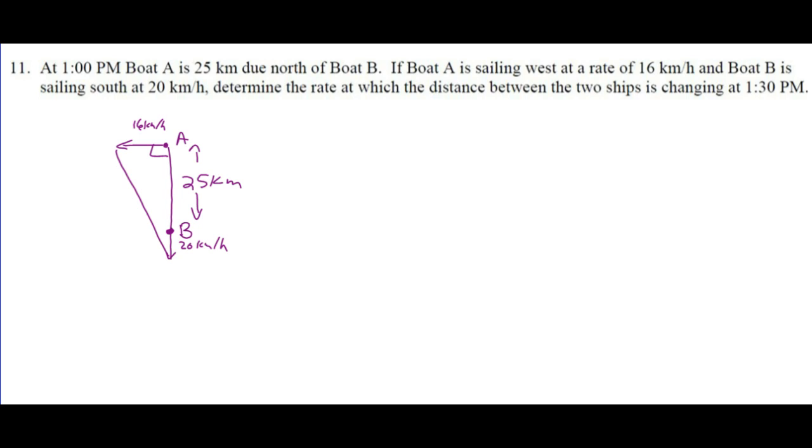And we've got boat A, so let's call it dA by dt. The rate at which boat A is moving is 16 kilometers per hour. And then we've got boat B, so dB by dt is 20 kilometers per hour. And we've got a relationship between these guys.